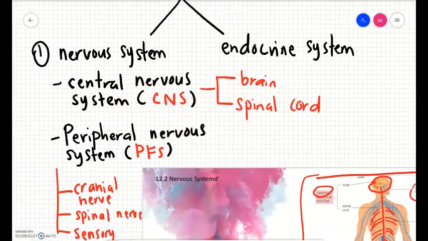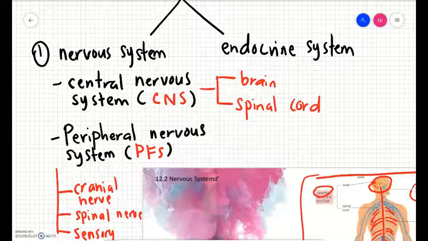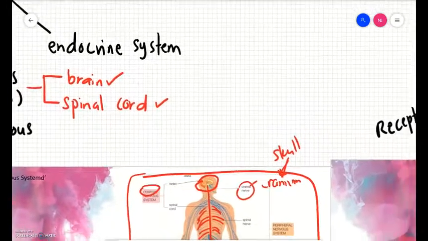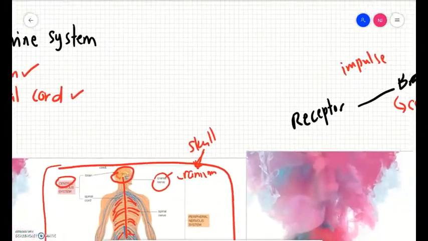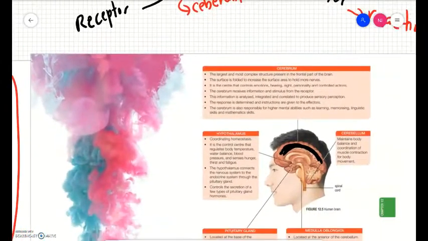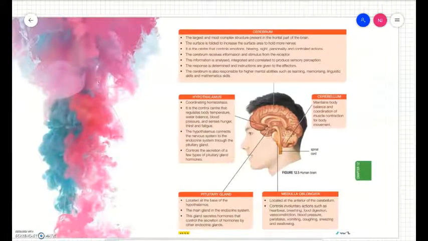We already learned about nervous system that consists of central nervous system and peripheral nervous system. This central nervous system is divided into two parts, brain and spinal cord. So let's look one by one at what we can find in brain and spinal cord. Here you can see on page 224 is a human brain.